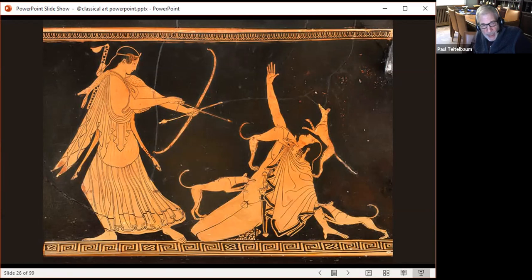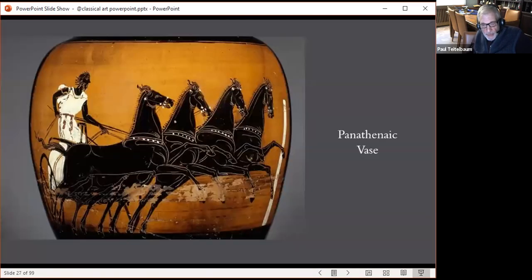Okay, so back to what happens: red figure becomes completely ubiquitous after this period, and there's only one carryover of black figure, which we're looking at here, which are called the Panathenaic Vases.